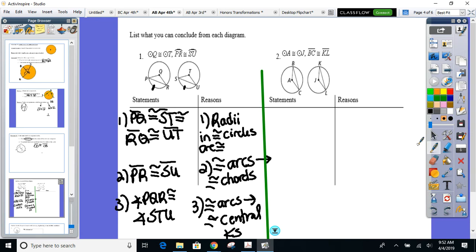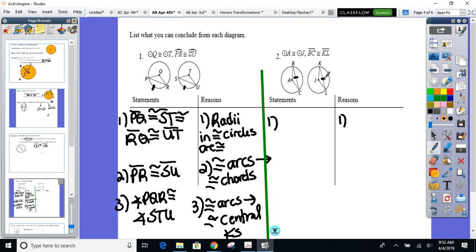All right, now I'm not going to hold your hand anymore. Here you go. You tell me what you know. The circles are congruent. BC is congruent to KL. I'll take anything. I don't care what order it's in, anything you got for me.